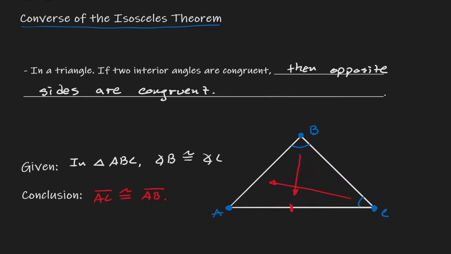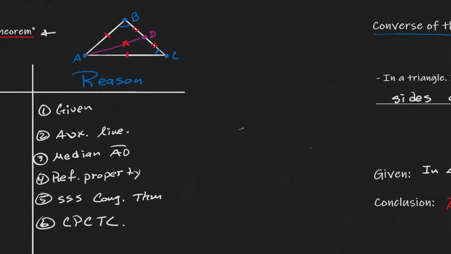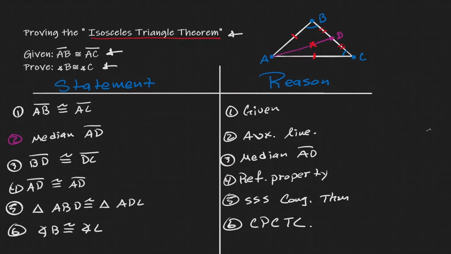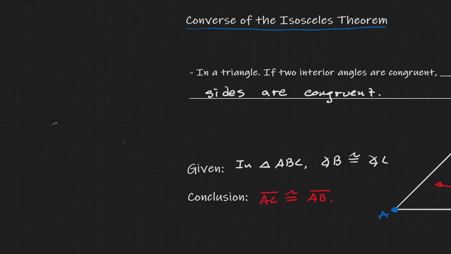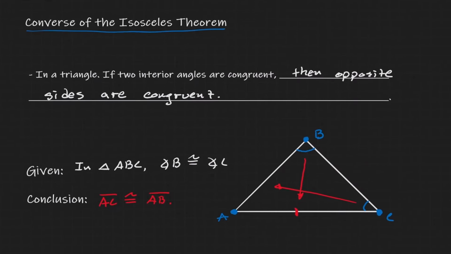So both directions give you a true statement. Given any isosceles triangle, if you have two congruent sides, then opposite angles are congruent. And the other way works as well. Within an isosceles triangle, if you have two congruent angles, then you can claim that opposite sides are congruent to each other. And this statement, we label it as the converse of the isosceles theorem.